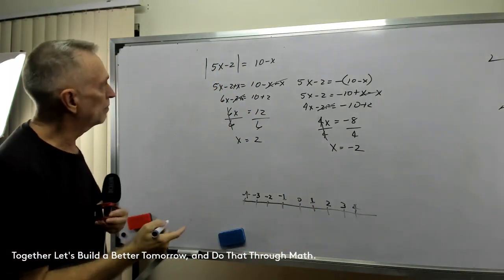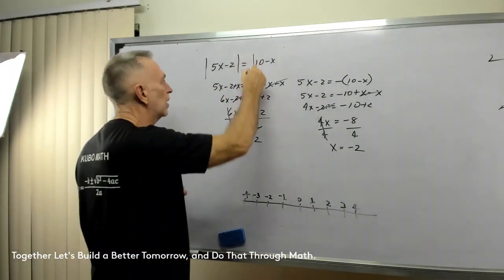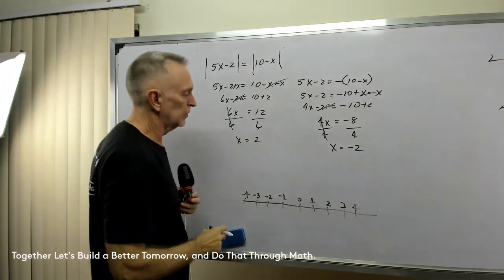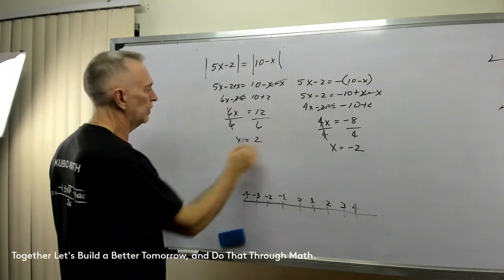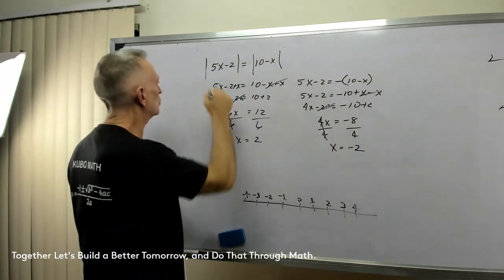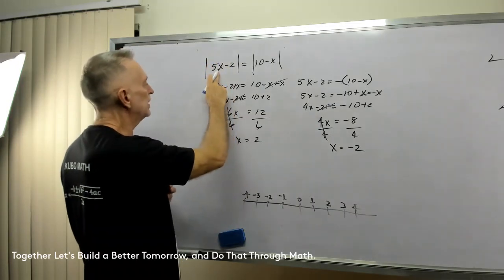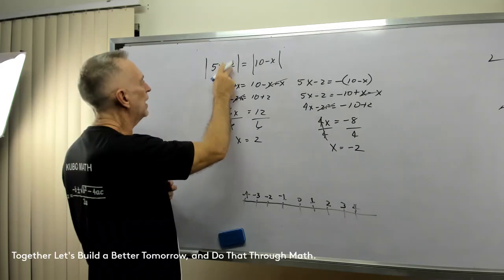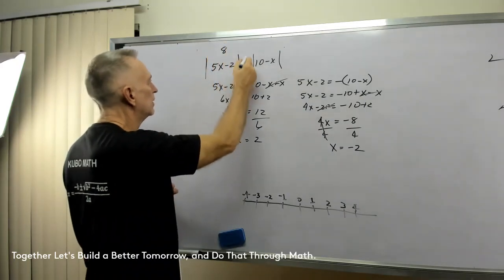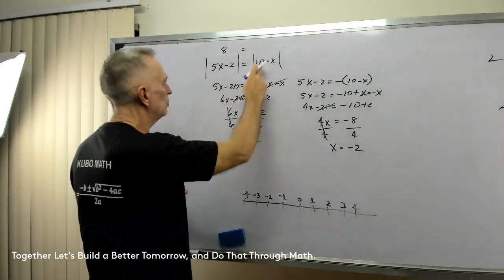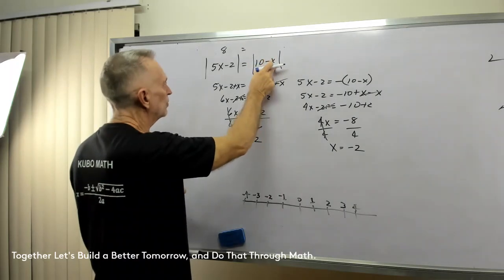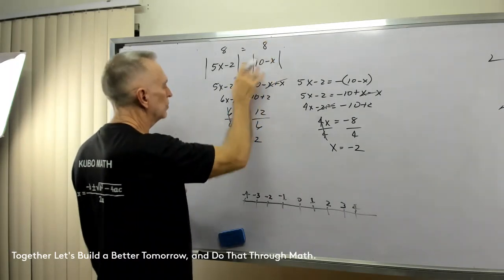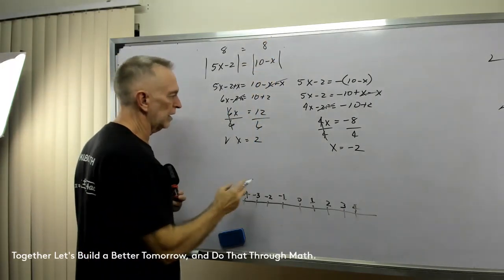Let's plug that back in and go back to our original problem that we had and see if it works out. So x equals 2. 5 times 2 is 10. 10 minus 2 is 8. Absolute value of 8 is 8. Okay? 10 minus 2 is 8. The absolute value of 8 is 8. So that works out. So this one's okay.